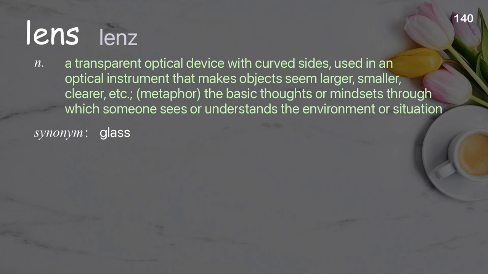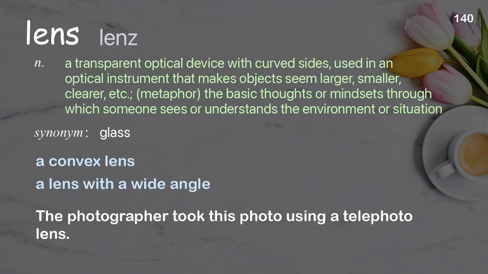Lens. A transparent optical device with curved sides, used in an optical instrument that makes objects seem larger, smaller, clearer, etc. Metaphor: the basic thoughts or mindsets through which someone sees or understands the environment or situation. Examples: a convex lens, a lens with a wide angle. The photographer took this photo using a telephoto lens.